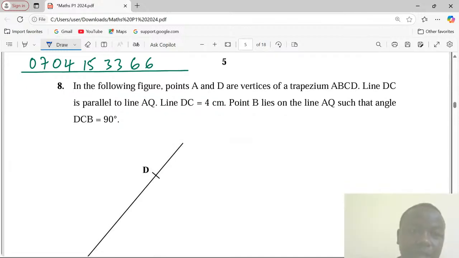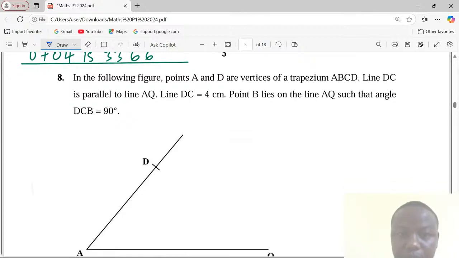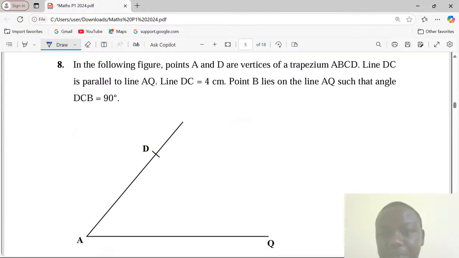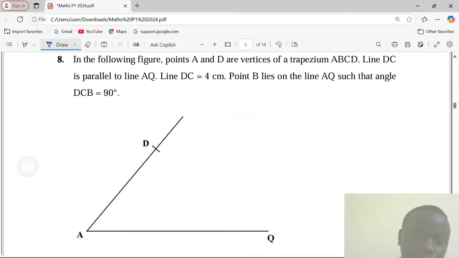Let's look at number 8. This is a question from geometry and construction. In the following figure, points A and D, just as you can see them, are vertices of a trapezium ABCD. Line DC is parallel to AQ. Then again, line DC is equivalent to 4 centimeters. I hope we are together in that. Then we are also told that point B lies on the line AQ, such that the angle DCB equals 90 degrees.